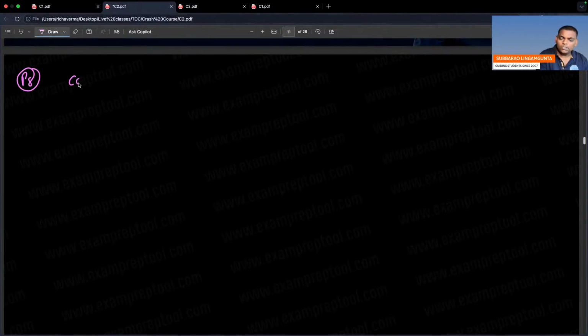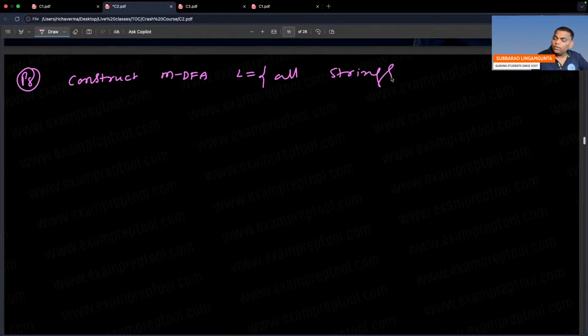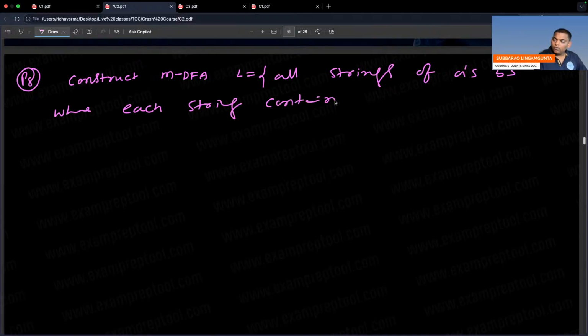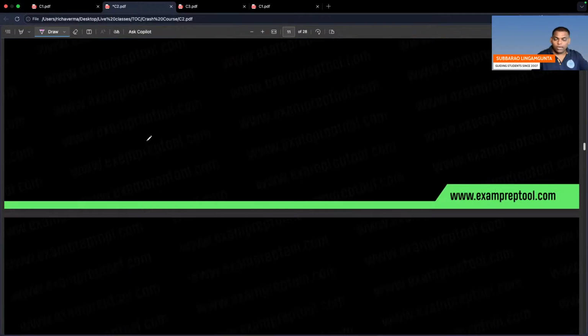Problem number 8. Construct a minimal DFA for the language L equal to all strings of A's and B's, where each string contains ABB as a starting substring. And I am also writing problem number 9.